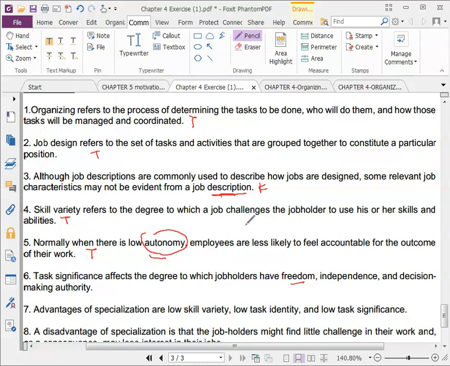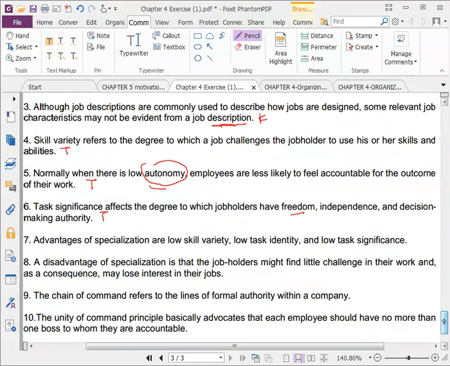Apa? Christina kata apa? False. Okay, task significance affects the degree of freedom, independence, and decision-making authority. Okay, yes, the answer is true. Kalau dia tak ada, maksudnya kalau dengan task significance ni, dia akan jadi kurang untuk, maksudnya kita kena follow sahaja task significance tu, kita tak boleh suka hati untuk buat decision.